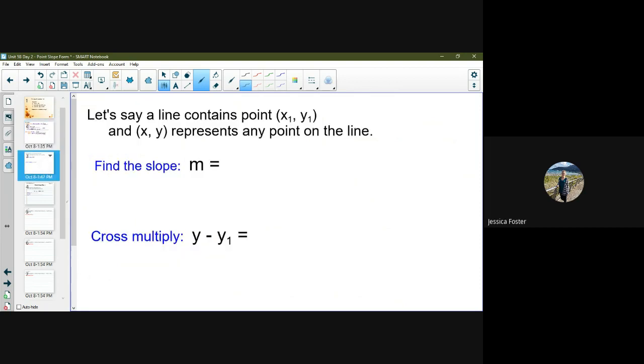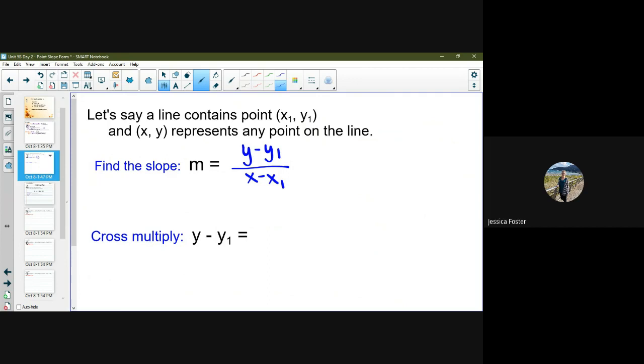Today, we're going to talk about something specific. I want to show you something kind of based off of finding the slope. So you don't have to write this down yet. Let's say a line contains point x1, y1 and point x, y, where that represents any point on the line. So if I was asked to find the slope of the line that goes through those 2 points, we do our slope formula, y2 minus y1, so y minus y1, all divided by x minus x1.